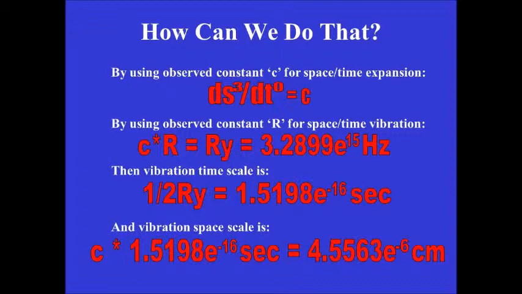Well, that's a heck of a lot better than that Planck time. And then, once we have that time, we can multiply it times the speed of light and get the actual distance that it would travel in that much time. The expansion would take place in that much time. And that comes out to 4.5563 times 10 to the minus 6 centimeters. Wow, that is really within observation.